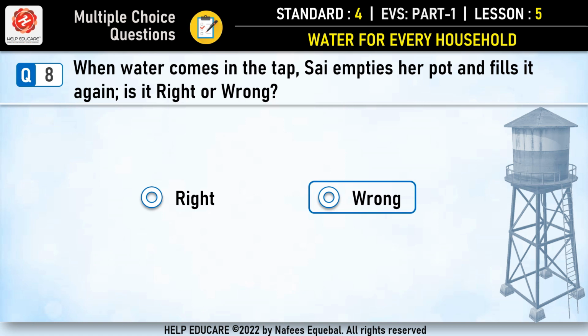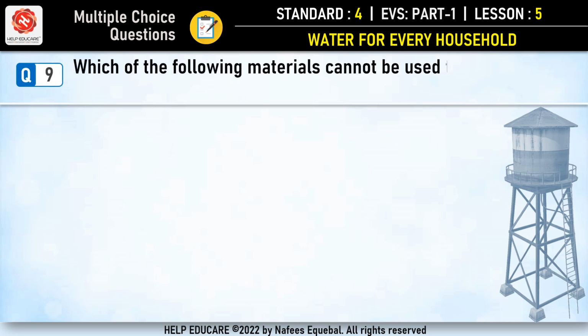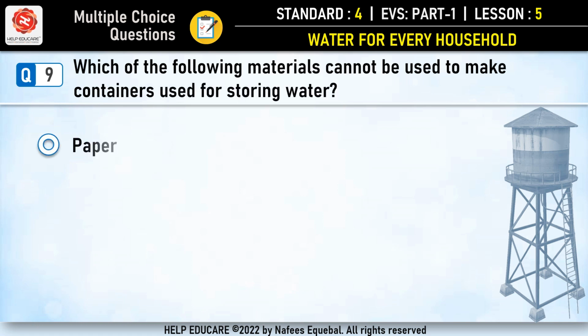Correct answer is wrong, because it will waste water. Question number 9. Which of the following materials cannot be used to make containers used for storing water? First option, paper. Second option, plastic. Third option, steel. Fourth option, soil.